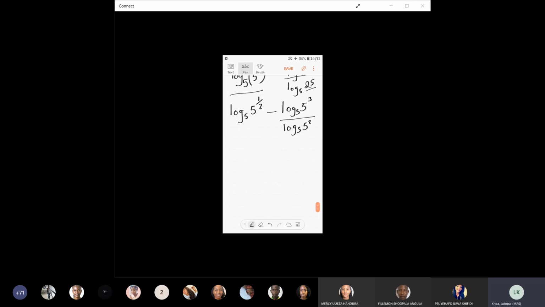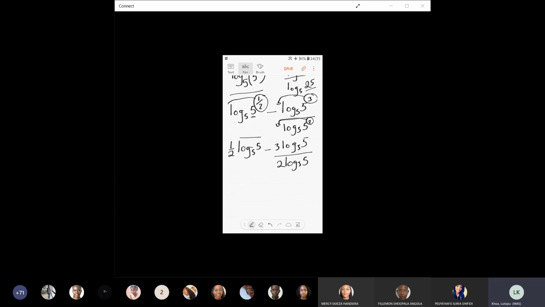Okay, I have an argument that has an exponent. The law says I can bring the exponent down so that it multiplies. So I have half log base 5 of 5, and then the same thing over here. This exponent of the argument can come down. This exponent of the argument should also come down. So I have minus 3 in the numerator, log 5 base 5, over 2 log base 5 of 5.